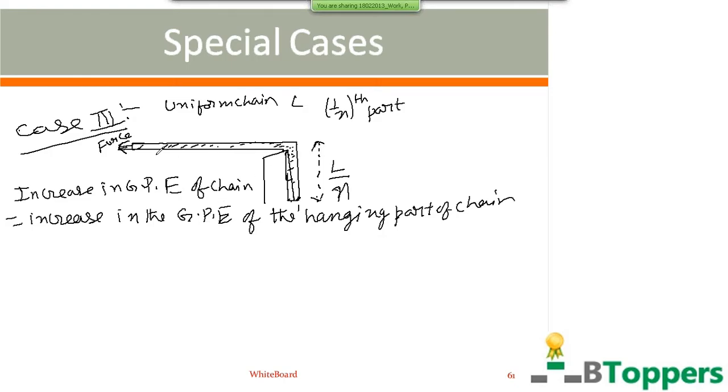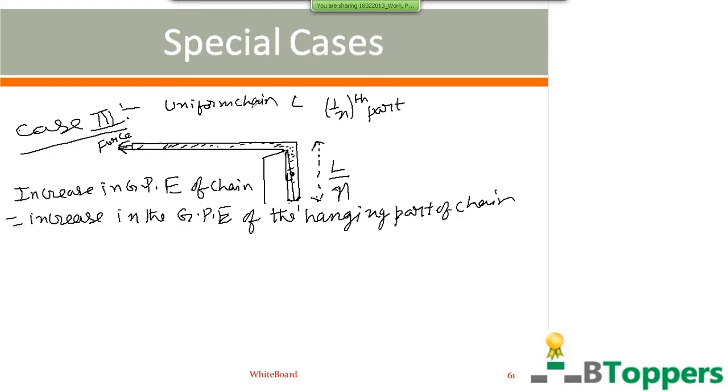The potential energy of the remaining part of the chain, which is already present on the horizontal surface of the table, does not change when the chain is pulled onto the surface of the table. Only the gravitational potential energy of the hanging part of the chain will increase. Again, all the points of the hanging part are not raised through the same vertical height. Therefore, we have to consider the vertical height through which the center of mass of the hanging part rises.